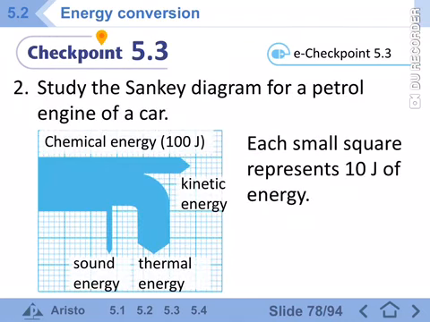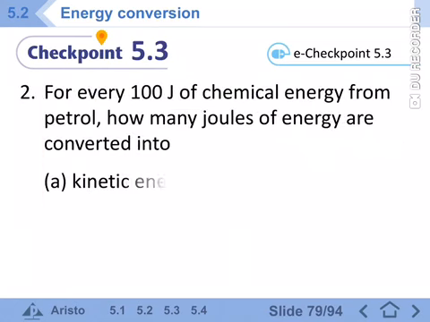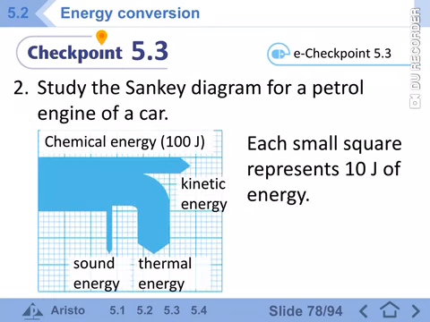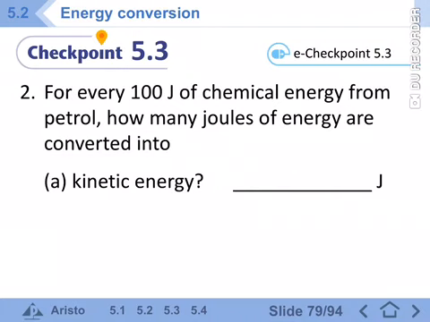So let's take a look at this diagram. Each of the smaller squares represents 10 joules. And the question here is, what is the kinetic energy? Let's take a look at this one in the diagram. How many squares are in here? There are 3 squares here. That's why this will become 30 joules.